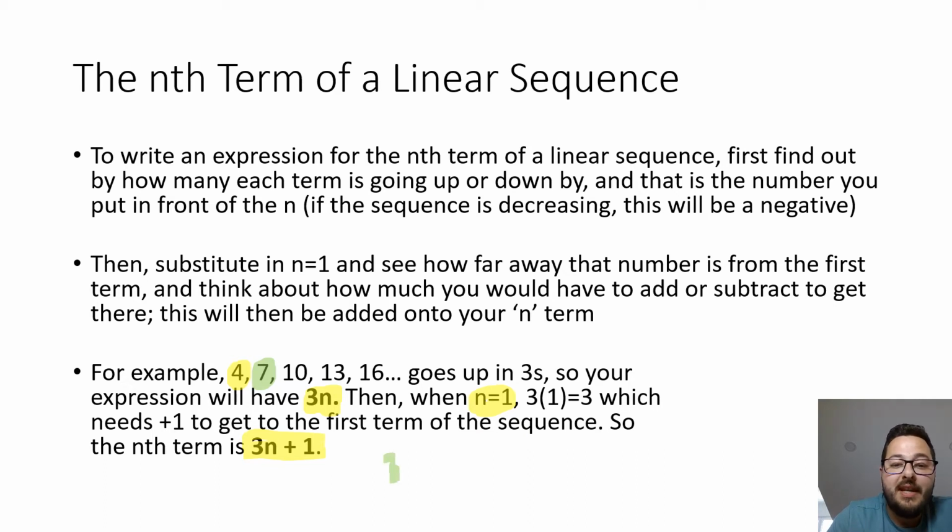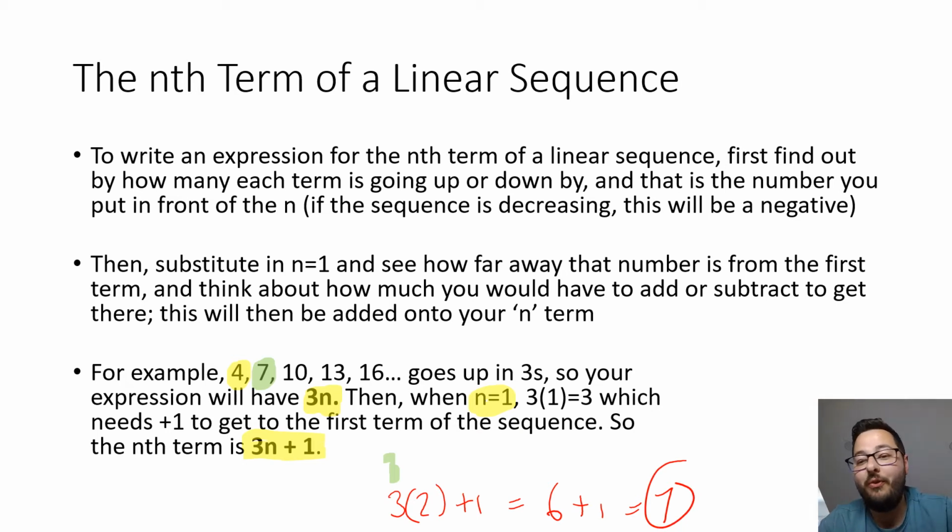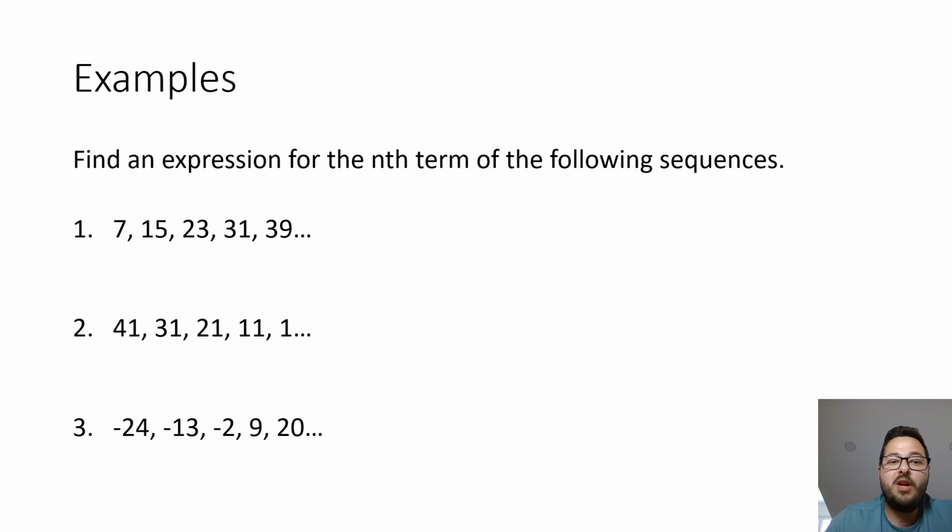So 3, oops, we use a proper pen. So 3 times 2 plus 1. 3 times 2 is 6, and 6 plus 1 is 7. So it works. It should work for all of these. Okay, so let's just have a go at a few examples.